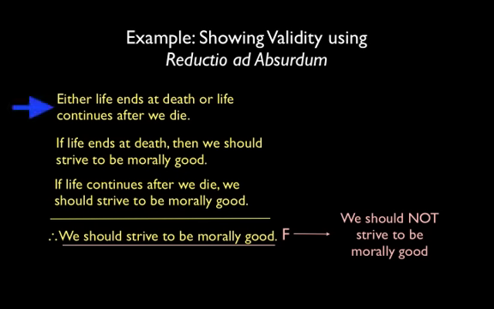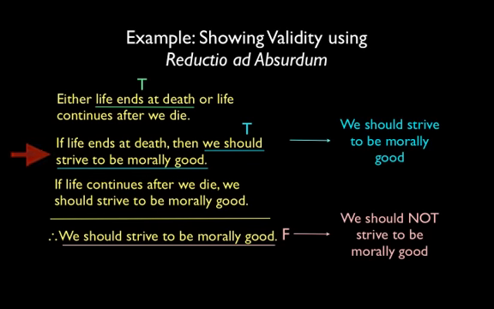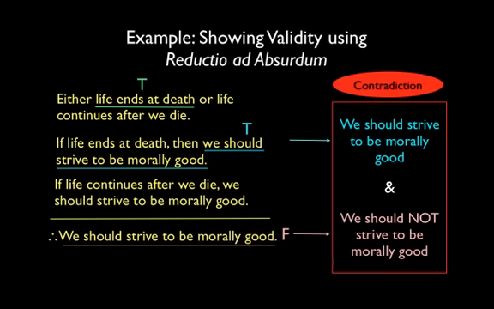In order for the first premise to be true, either the statement, life ends at death, is true, or the statement, life continues after we die, is true. Suppose this first premise is true because it is true that life ends at death. Now, if it is true that life ends at death, then in order for the second premise to be true, it must be true that we should strive to be morally good. Yet, we have assumed that the statement, we should strive to be morally good, is false. And that's absurd because the statement, we should strive to be morally good, cannot be both true and false.